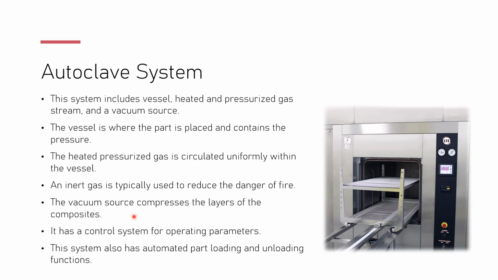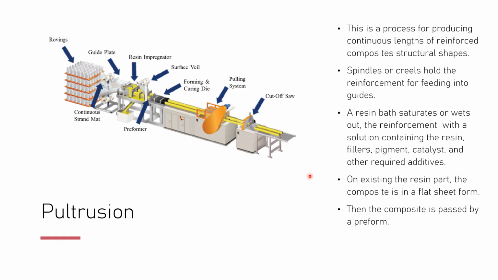The vacuum source compresses the layers of the composites, and it has a control system, the same thing. Every machine has a control system for the temperature. The operating parameters, your pressure, temperature, and everything that you need to control, are in there. This system also has an automated part loading and unloading function. It's a pressurized compartment dealing with different temperatures, therefore you need an automated loading and unloading function. It's really helpful. Otherwise you have to wear your glove and take it in and take it out, right? It's just too tedious to do that.